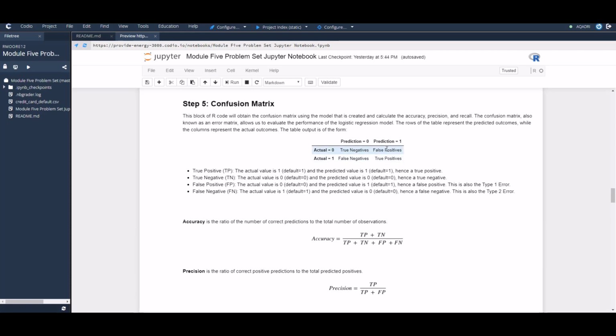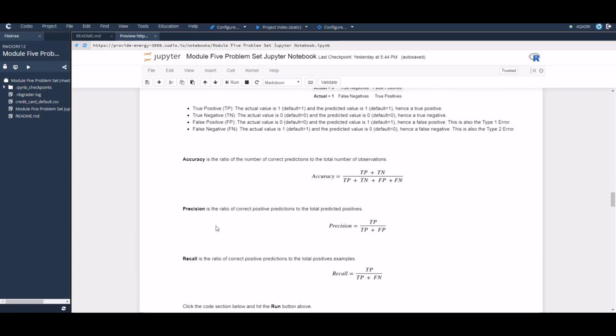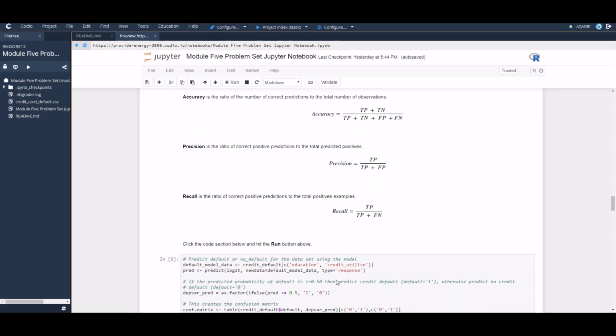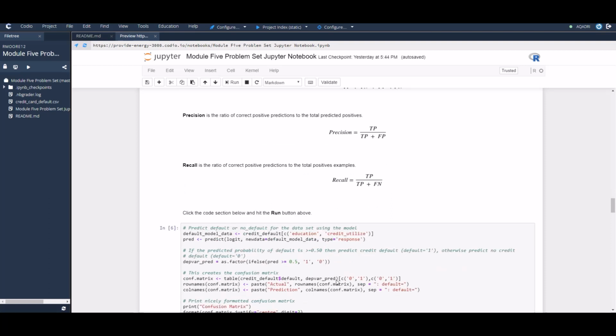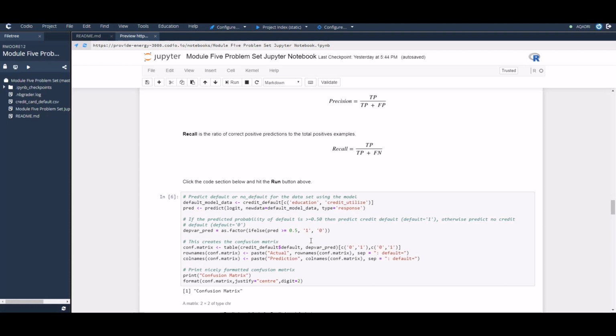So once we have these counts, we can then calculate the accuracy, the precision, and the recall. The accuracy is the ratio of number of correct predictions to the total number of observations. All of these three metrics are expressed here in terms of true positive, true negative, false positive, and false negative. So you can calculate the accuracy like that, the precision like that, and then the recall like that. And we will use these three metrics to see how good of a job the model does. And so you can calculate that using this code here.